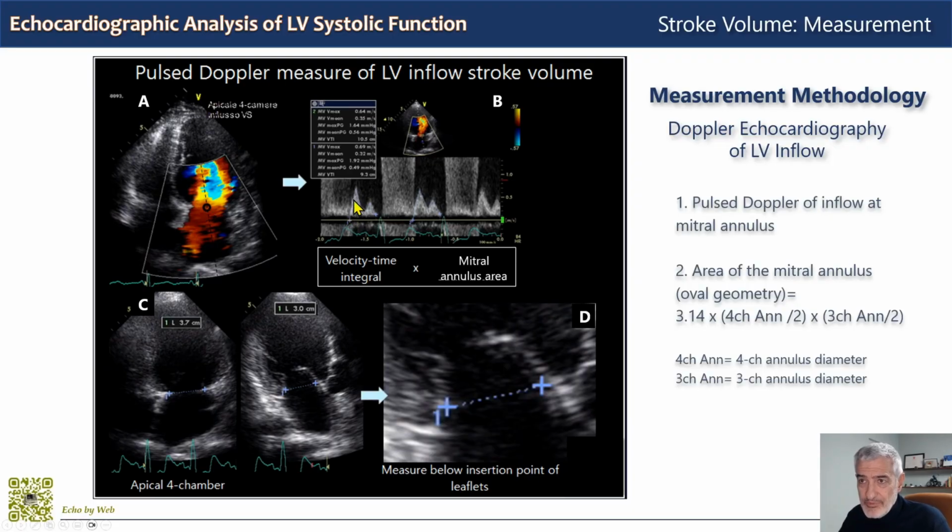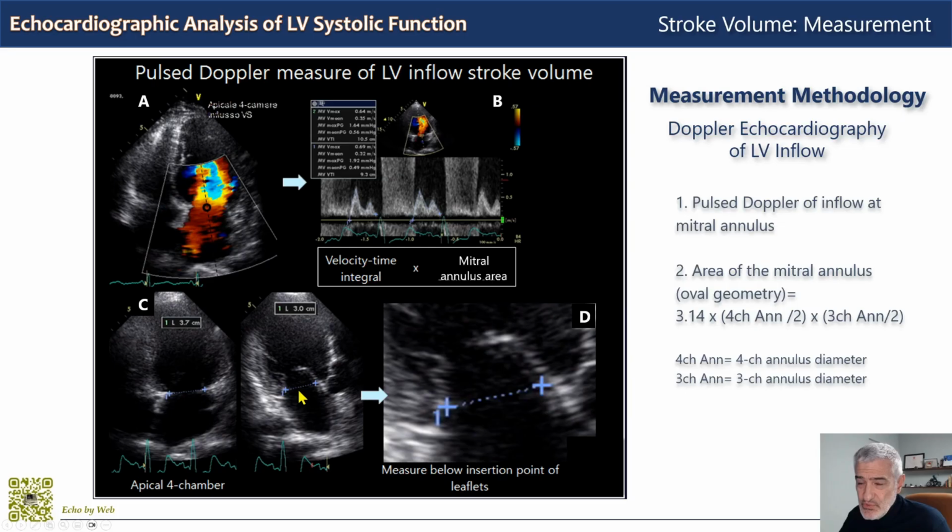You then perform the planimetry on the outer part of this narrow band of the spectral velocity. It's better to average at least 3 beats, even though the patient should be asked not to breathe during this operation. And once you have the velocity time integral, you move to the mitral annulus area measurement.